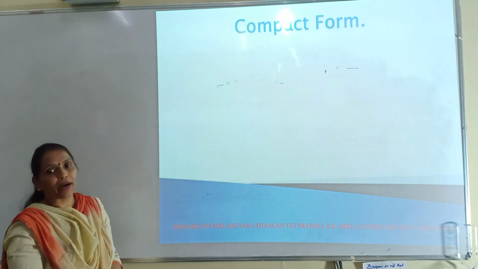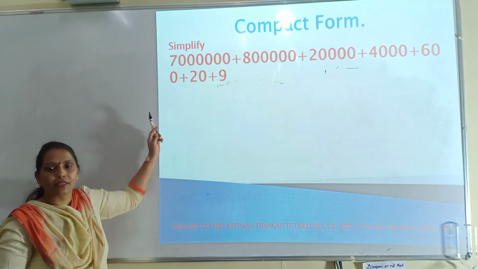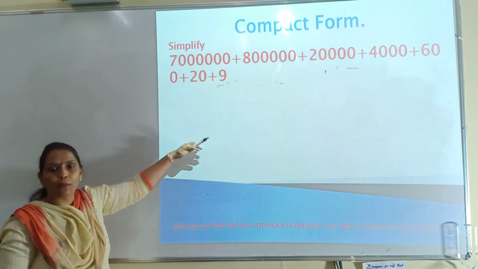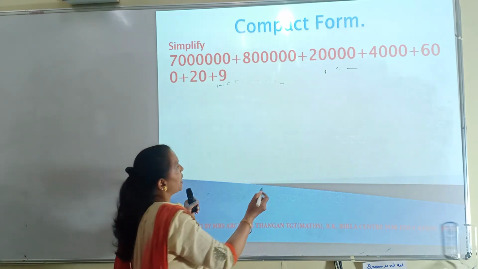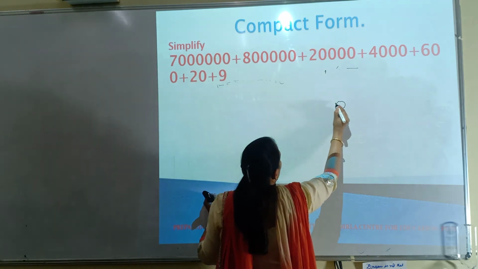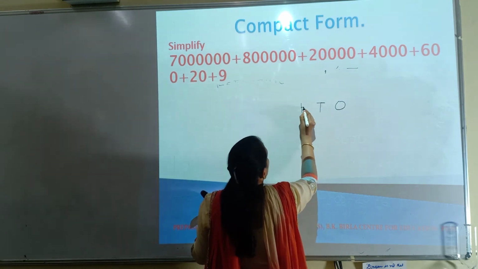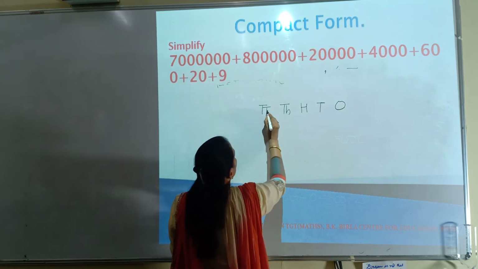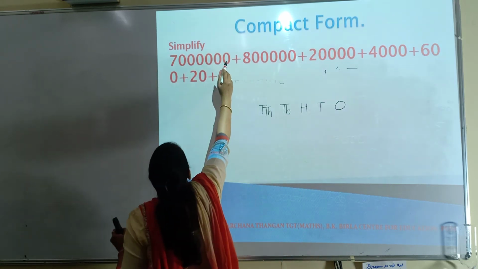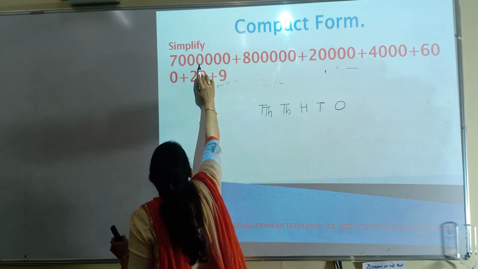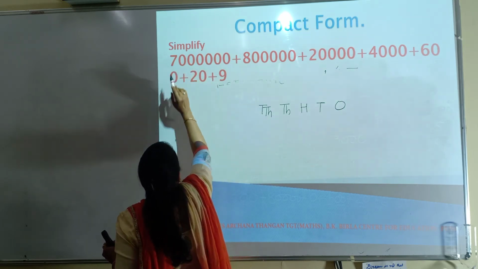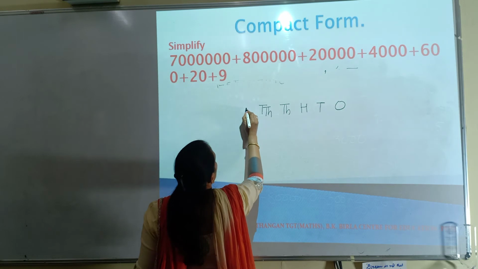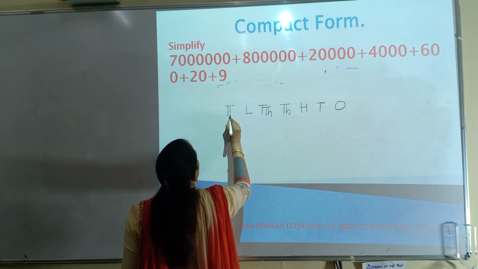Next is the compact form. The expanded form is given. You have to write it in a compact form. First, you need to write the places. You know, ones place, tens place, 100 place, 1,000 place, 10,000, and ones, tens, 100, 1,000, 10,000, lakh and 10 lakh. Okay. So this is lakh and 10 lakh.